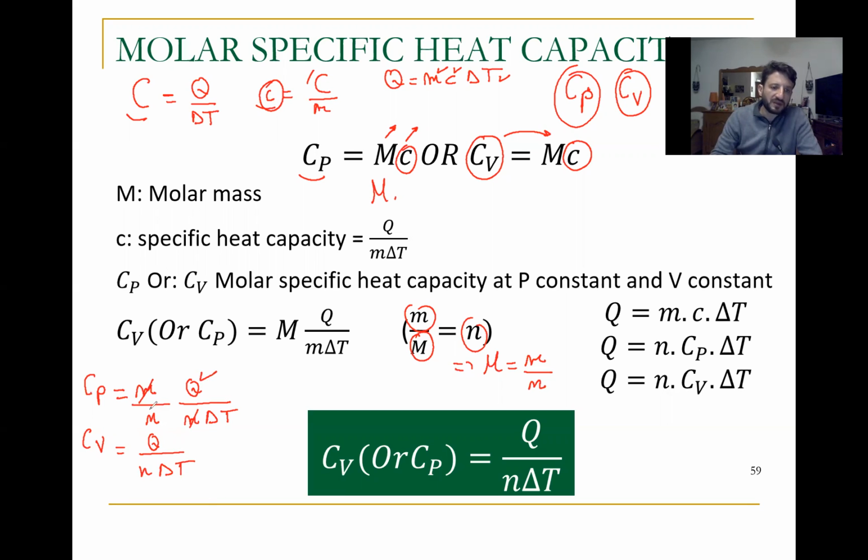So Q equals n Cp delta T in the case of P constant, the isobaric process, and Q equals n Cv delta T in the case of the isochoric process. Finally, you have to know the relation Q equals mc delta T, where c is the specific heat, and in terms of n, Q equals n Cp delta T. In the case of P constant, we use this one. In the case of V constant, we use that one. You have to know only these relations: Q equals mc delta T, equals n Cp delta T, equals n Cv delta T.